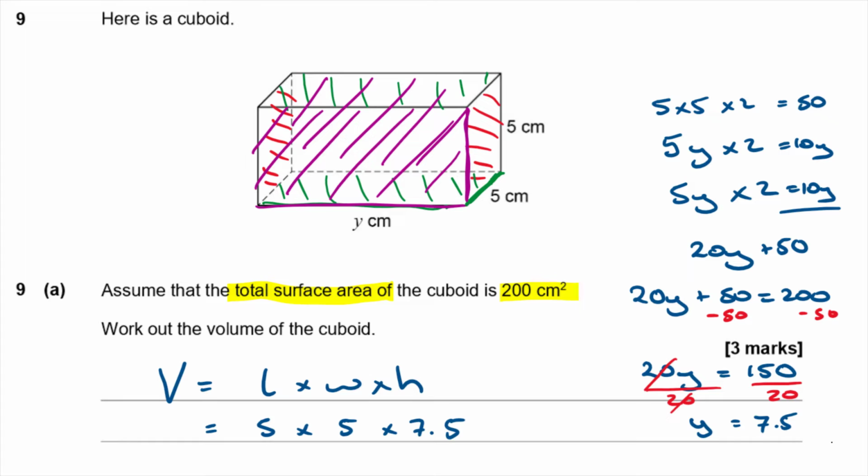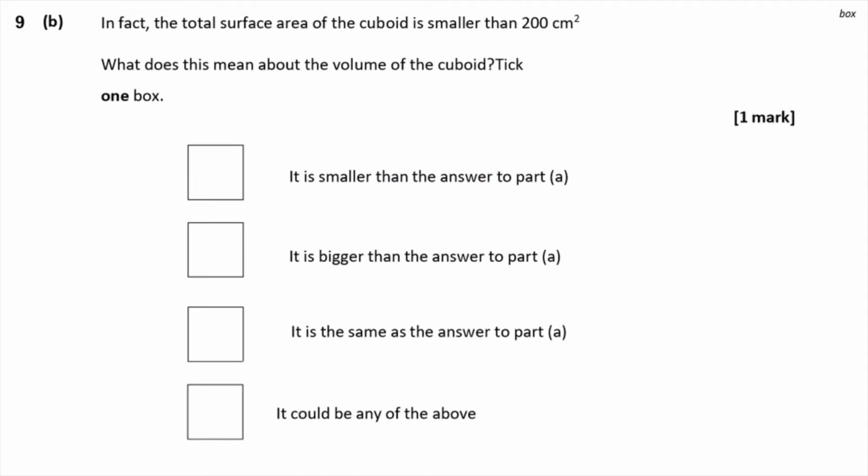Reaching for the calculator because I'm feeling a bit lazy. 5 times 5 times 7.5 comes out to be 187.5 cubic centimeters. Part B says, in fact, the total surface area of the cuboid is smaller than 200 centimeters squared. What does this mean about the volume of the cuboid? Tick one box.